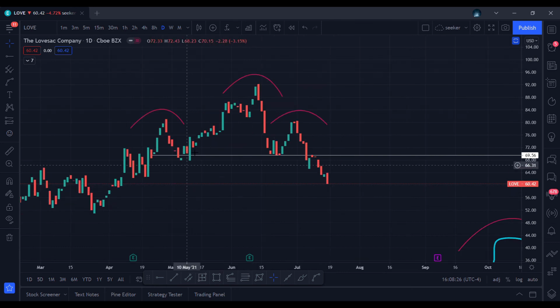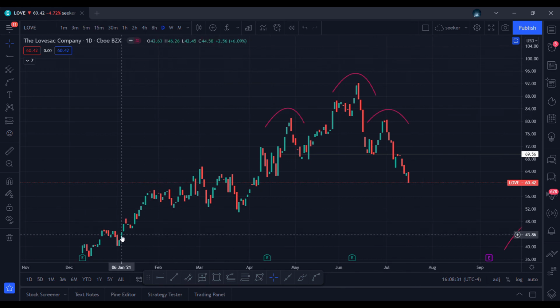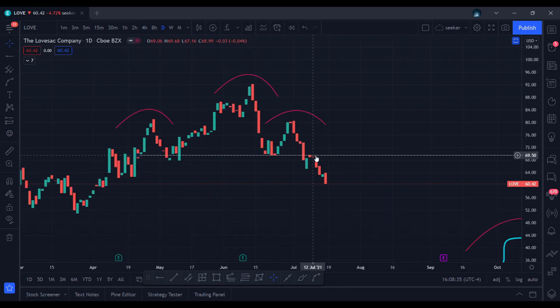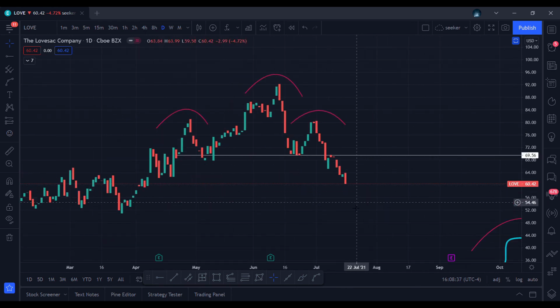And so it's always nice to look out for these types of patterns, especially if you're holding long term. An easy way to make money is just to wait for the pattern to come to you, find your entry, and take money as it's going down.